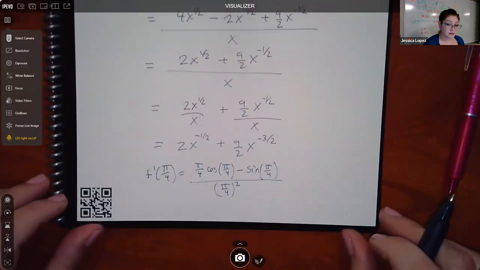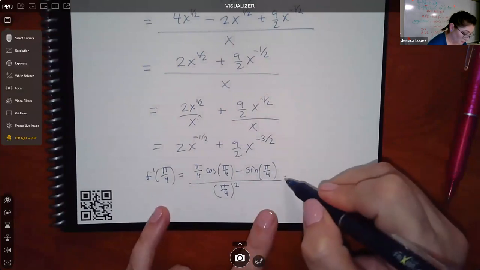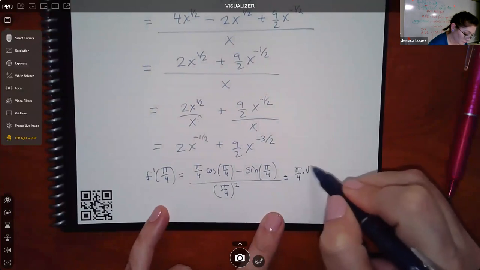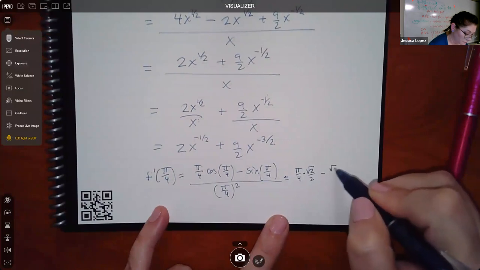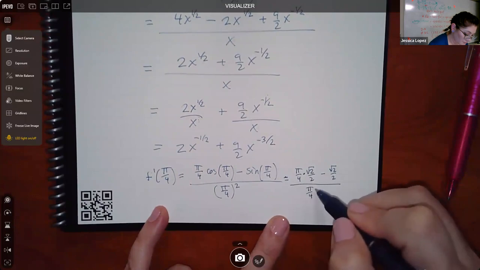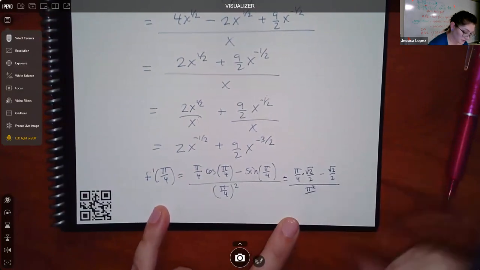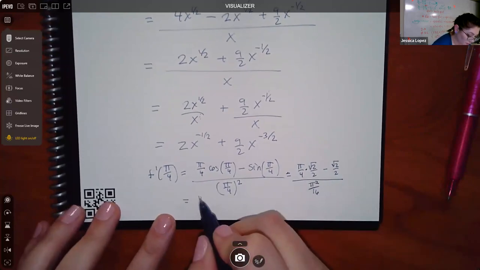So you would have this, right? I put pi over 4 everywhere there was an x, right? And so what is cosine of pi over 4? And then sine of pi over 4? And then if you square pi, it's just pi squared. And if you square 4, what is it? 16. Now remember, instead of dividing, you can multiply by the reciprocal.